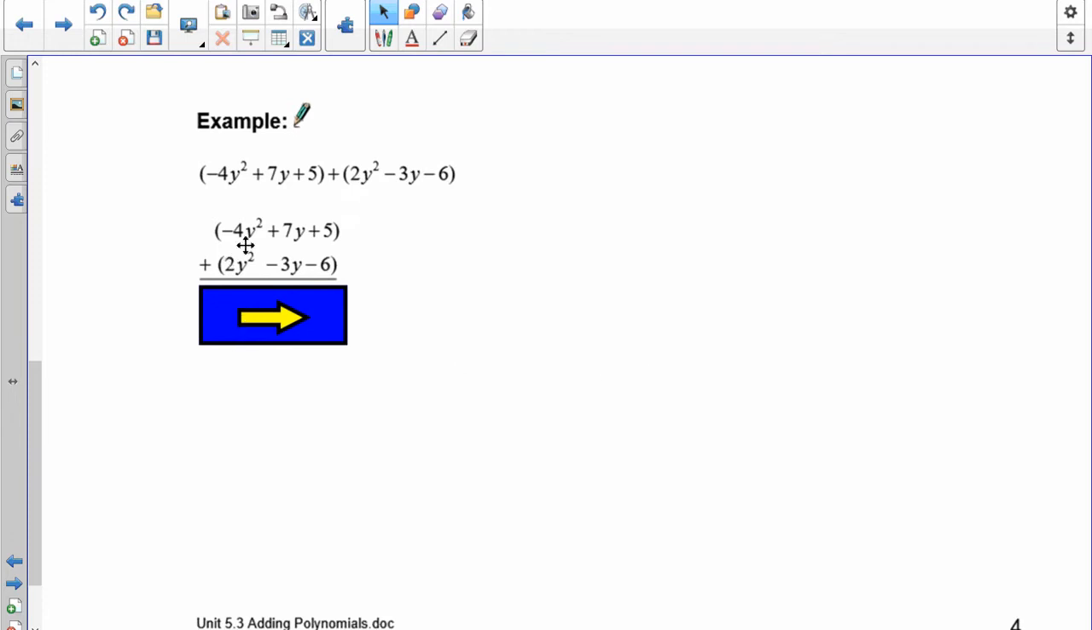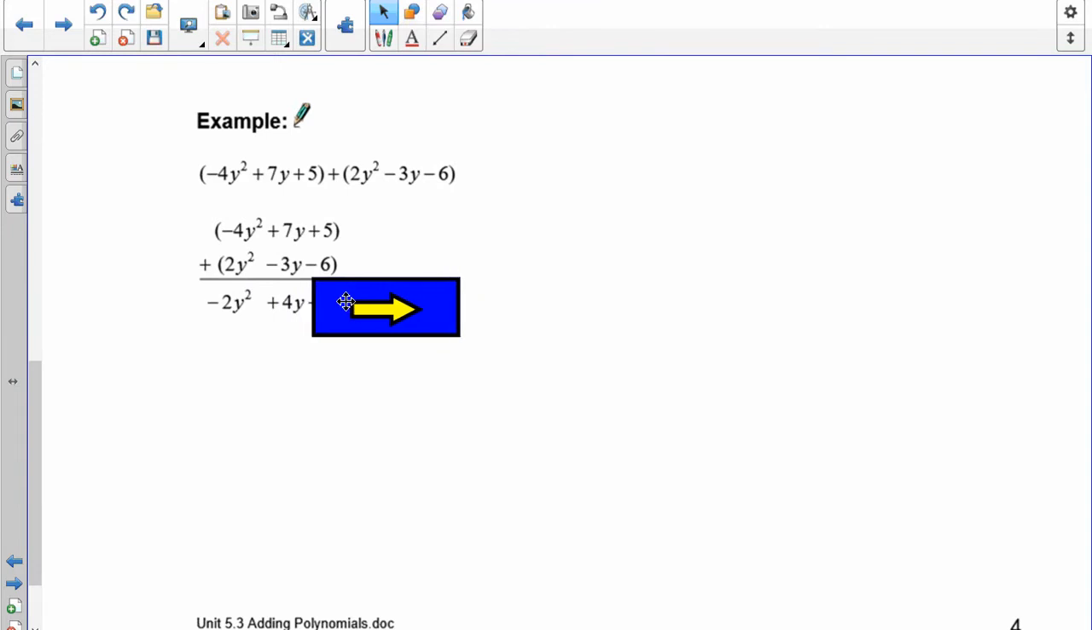All right, so negative 4y squared and 2y squared, well, negative 4 and 2 gives you a negative 2y squared when you're done. 7y, removing 3 y's out of that, so 7 take away 3 is 4 y's left over. And I have a positive 5 and a negative 6, which means when I put them together and cancel them out, I'm going to have 1 negative left over.